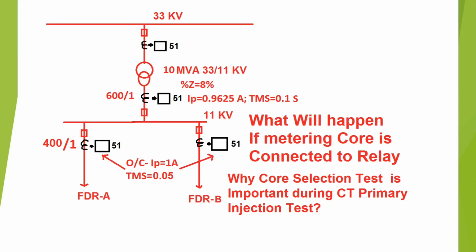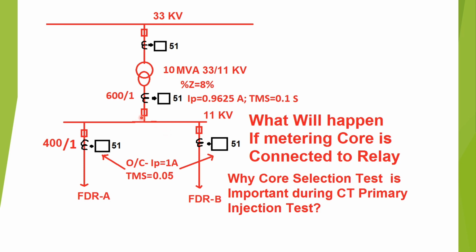Hello friend, today I will discuss what will happen if the metering core of a CT is connected to a protection relay, or why core selection test is important during CT primary injection test. In this diagram you can see a 33/11 kV substation, where one 10 MVA transformer is connected in between the 33 kV and 11 kV bus.